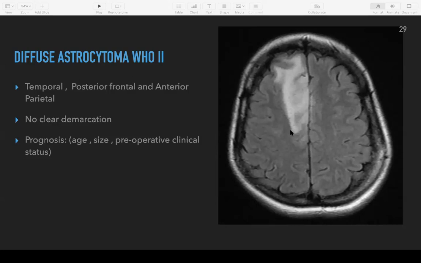If we talk about the prognosis, it depends on patient age. The younger the patient, the better the prognosis. A lesion size of more than 6 centimeters, unfortunately, carries a poor prognosis, because usually with bigger size it is difficult to achieve total resection. Preoperative clinical status of the patient also matters.